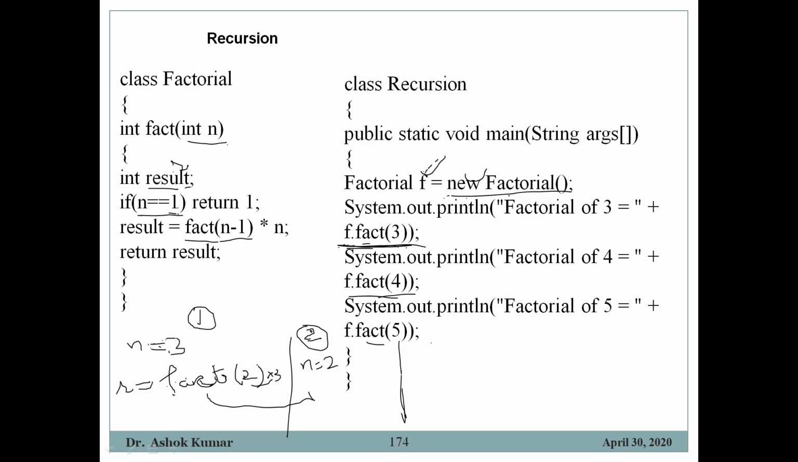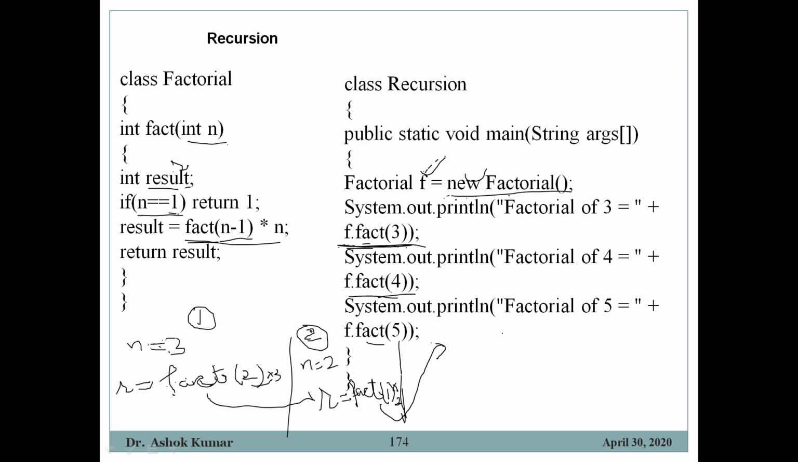Because n is equal to 2, next this condition will be evaluated. n is not equal to 1 here, so this statement will again be executed. Here result is equal to fact of n minus 1, because in this function n is equal to 2, so fact of n minus 1 will evaluate to fact of 1, into the value of n, that is 2. So this function will call itself again.